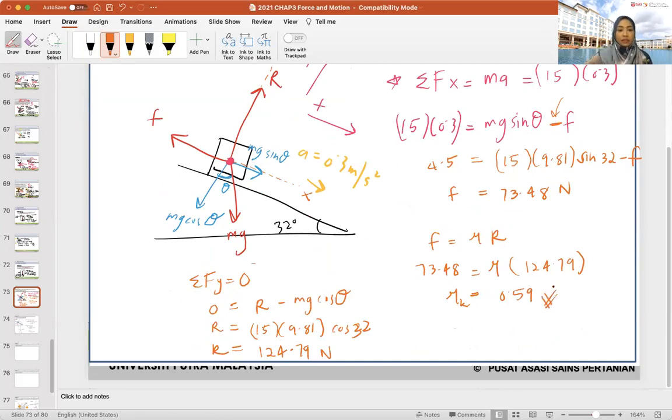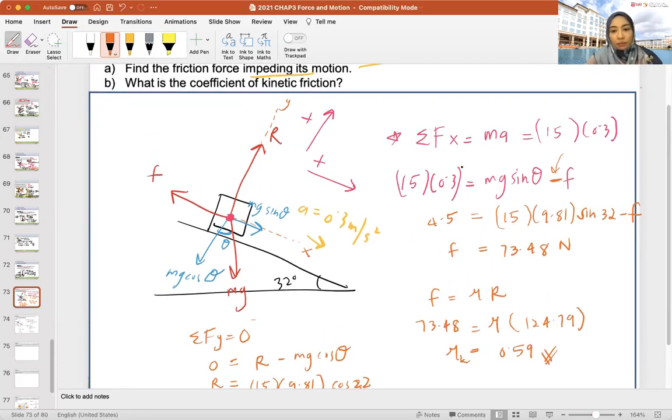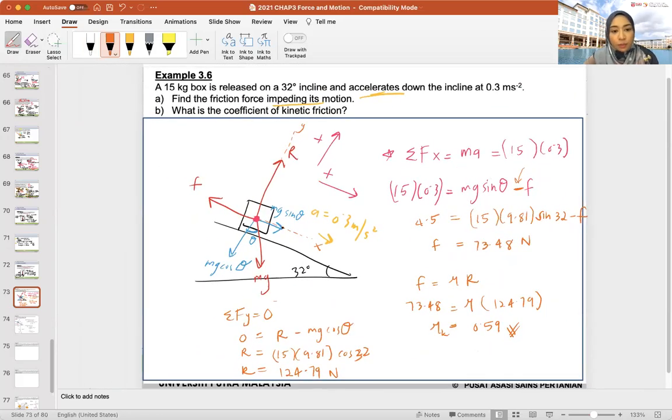Okay, so this is the final answer. Let's recap what we have done so far. This box is accelerating downwards, but I just label this as a equals 0.3. I put a little arrow over here indicating its motion. This is not part of the free body diagram. Let's go over to the free body diagram.